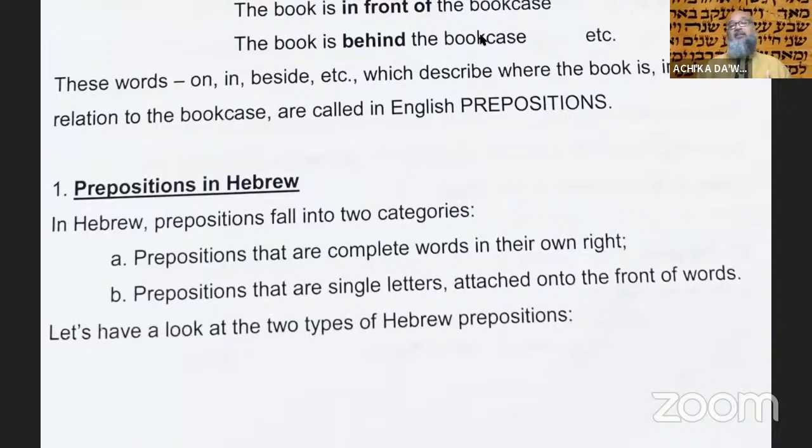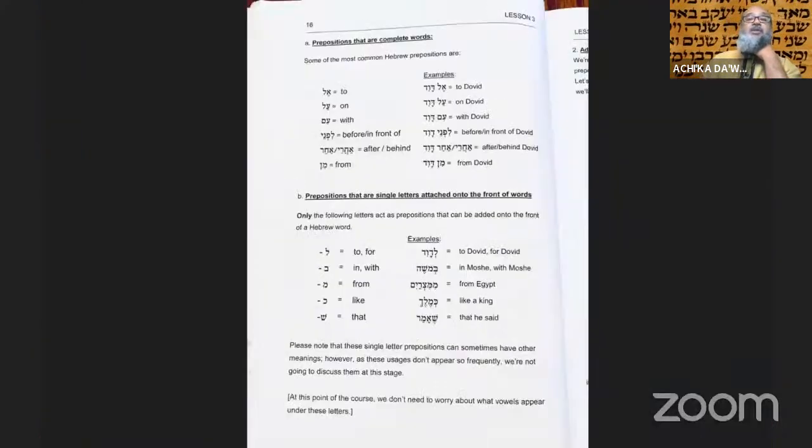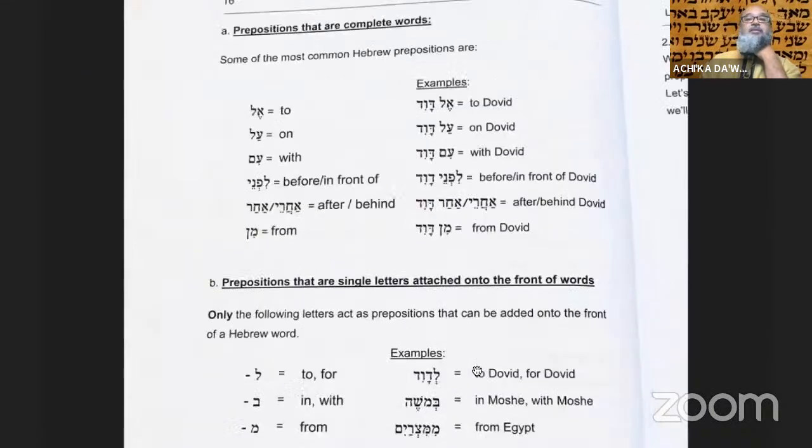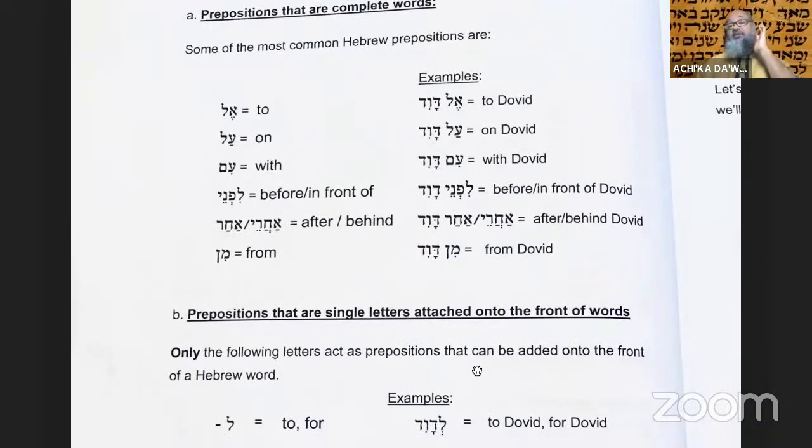So we're going to look at 2 types of Hebrew prepositions, to figure out how they're being used. Okay. So the first way is that the prepositions are complete words. Some of the most common ones that you're going to find are: to, on, with, before, in front, after, behind, and from.